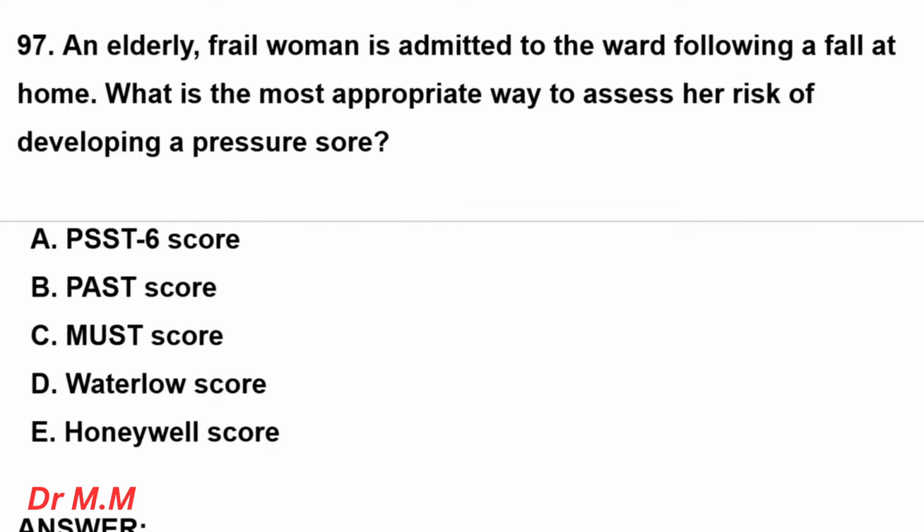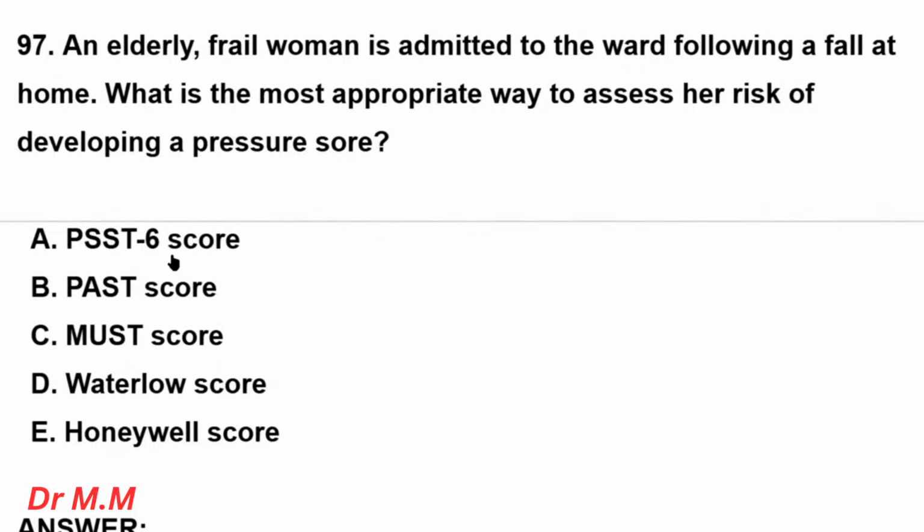Welcome to a new question about dermatology. An elderly, frail woman is admitted to the ward following a fall at home. What is the most appropriate way to assess her risk of developing a pressure sore?